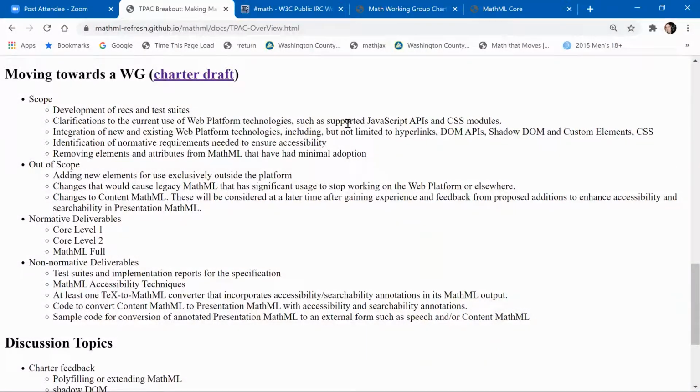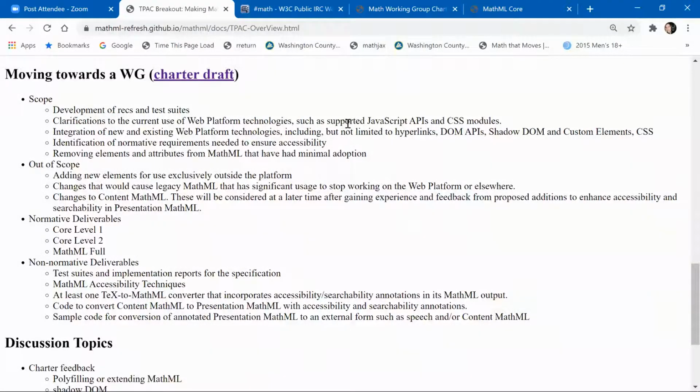What's out of scope is we're not going to add some new elements that are for use outside of the platform. MathML is used widely outside of the web, but for this group, we're not planning to add anything new there. We want to try and stabilize it in that sense.